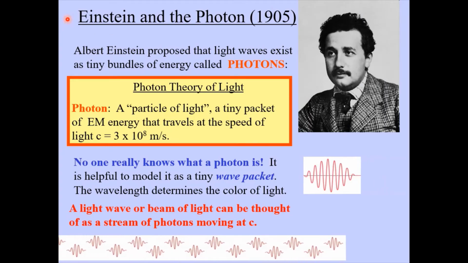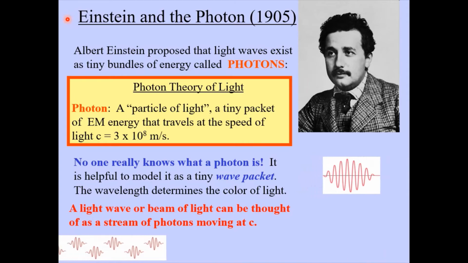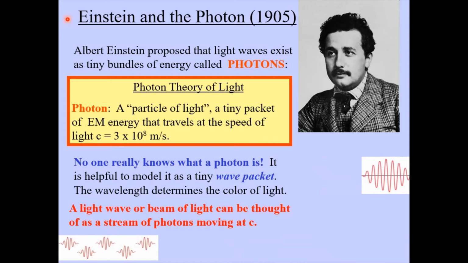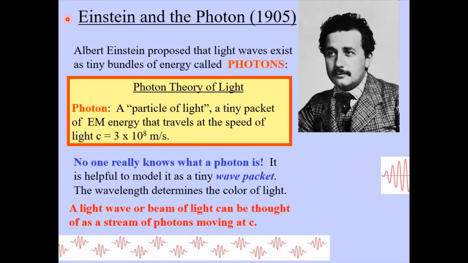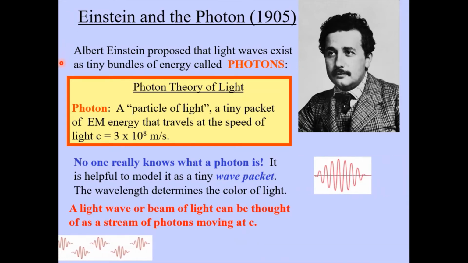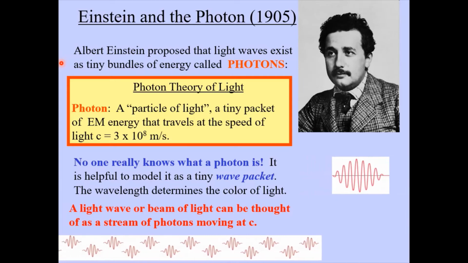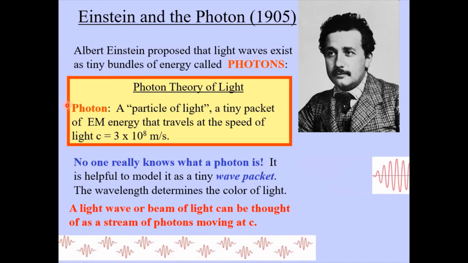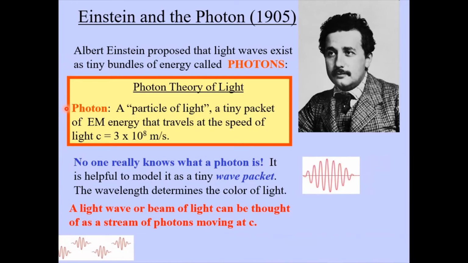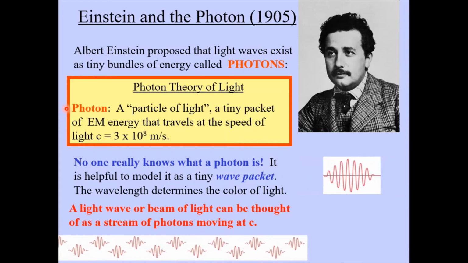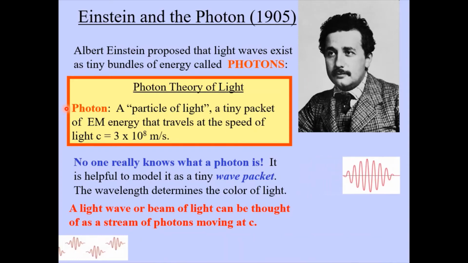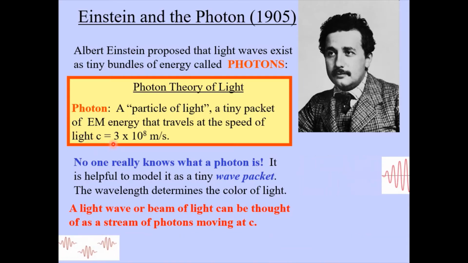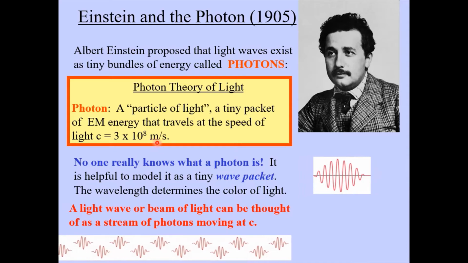There's another very interesting and important way to think about light, and this was due to the work of Albert Einstein back in 1905. Albert Einstein proposed that light waves exist as tiny bundles of energy called photons. So Einstein's photon theory of light says that a photon is a particle of light, a tiny packet of electromagnetic energy that travels at the speed of light. And remember, the speed of light is given by c equals 3 times 10 to the 8th meters per second.